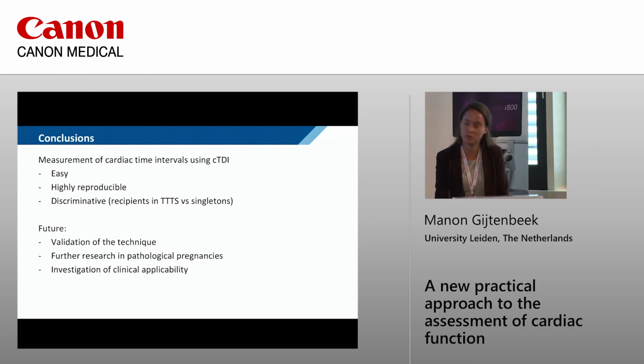So to conclude, I want to say that this measurement of cardiac time intervals by color tissue Doppler imaging is easy, highly reproducible and discriminative, for now, in recipient twins versus healthy singleton fetuses. And we have to further validate this technique and investigate whether we can discriminate in other pathological pregnancies, and to see if we can implement these measurements into clinical practice.